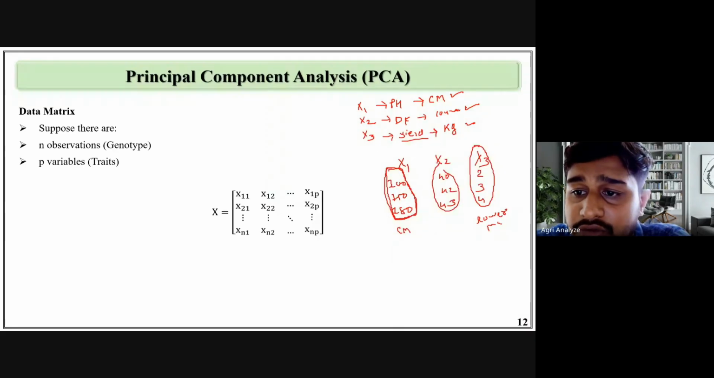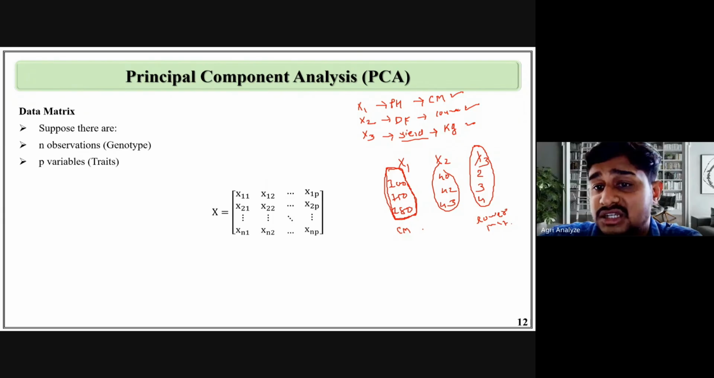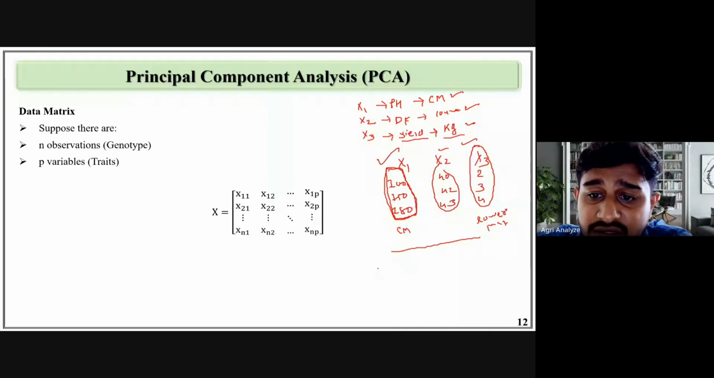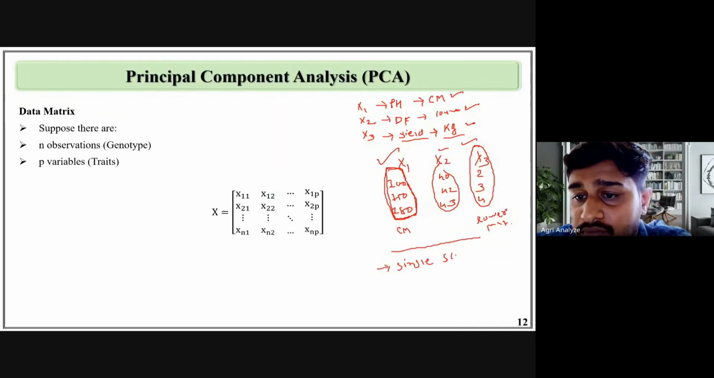This is the bias for our variables, because the x1 variable gets the higher magnitude since it is measured in centimeters, followed by x2 and x3. And the x3 variable has a lower magnitude because it is measured in kilograms. So first we have to standardize our data in such a way that all the variables are transformed to a single scale. Why do I say that we have to transform our data to a single scale?